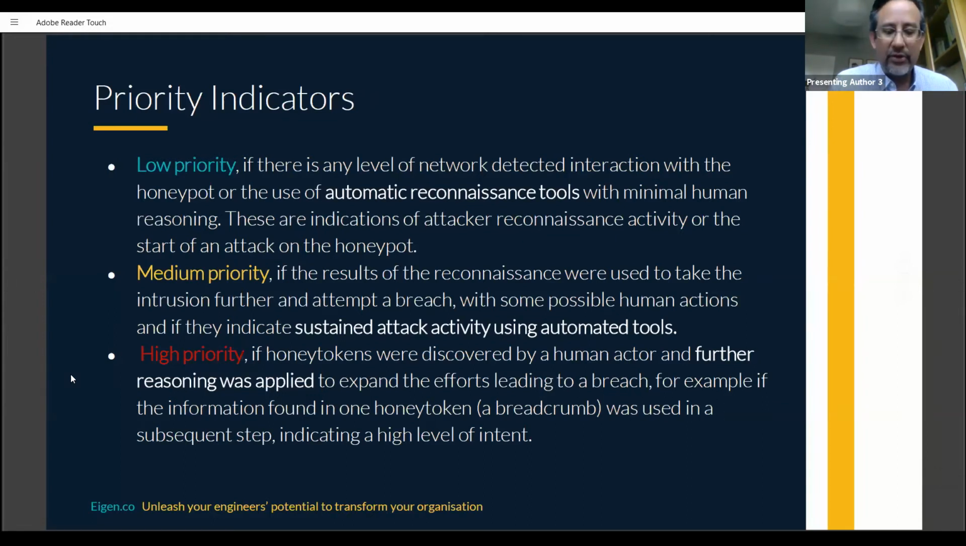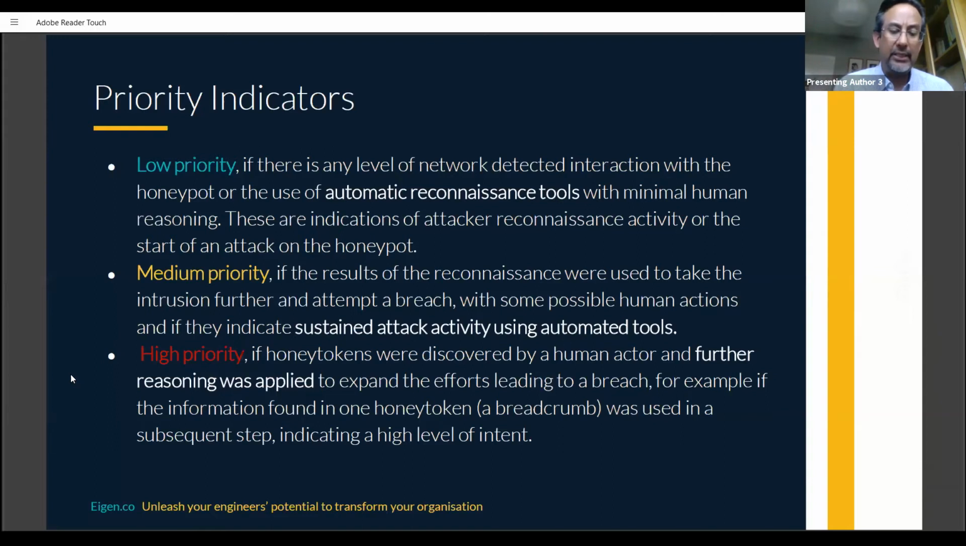Medium priority is if the result of reconnaissance was used to take the intrusion further and attempt a breach, with some possible initial human actions, or the use of automated tools.